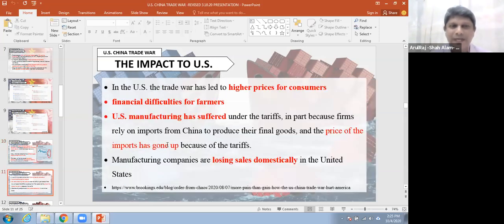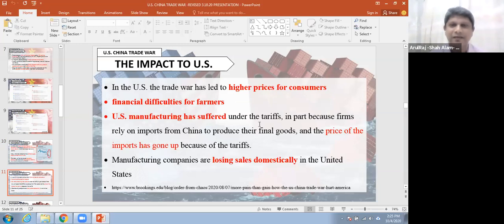The impact to US, of course, is much greater. With the US trade war, there are higher prices for consumers and financial difficulties for farmers, whereby some of the farmers have gone bankrupt and so on.